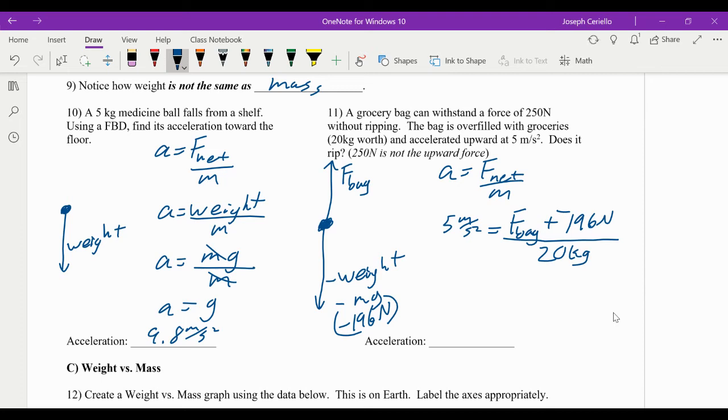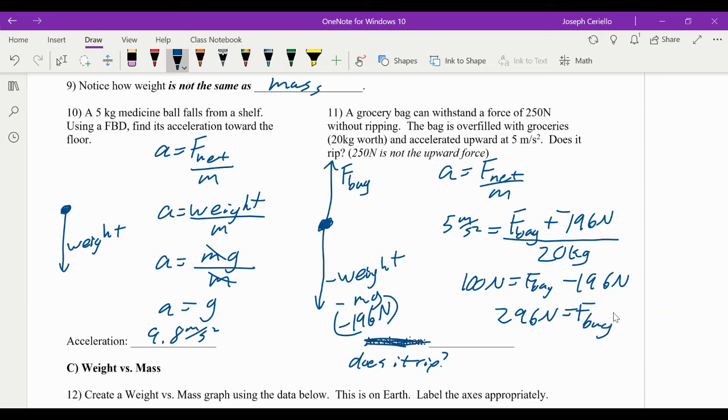All right. Cross multiply, I get 100 newtons equals F bag minus 196. So the force on the bag is going to be 296 newtons. By the way, this shouldn't have said acceleration. This should have said, does it rip? All right, F bag. There.